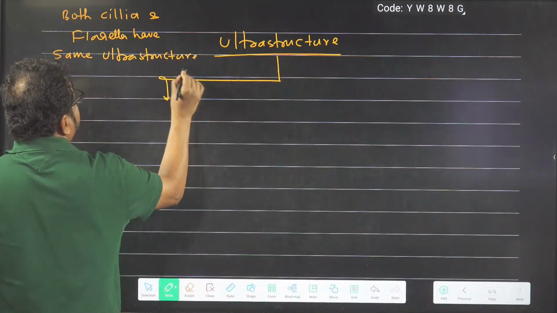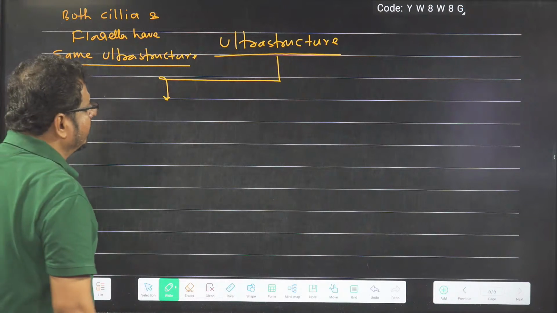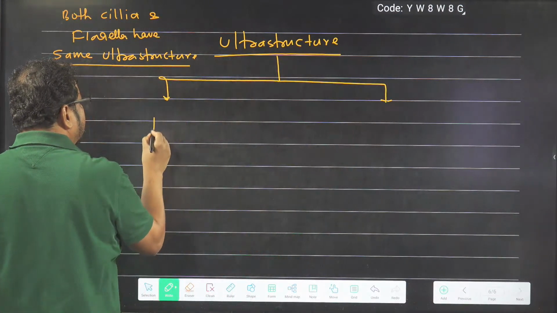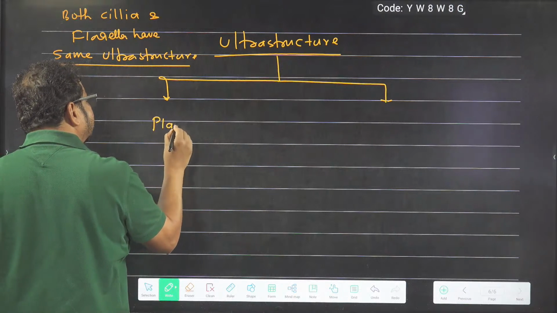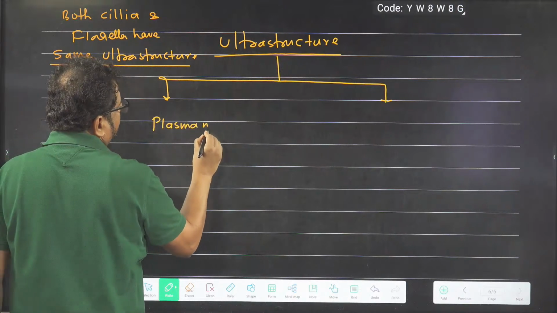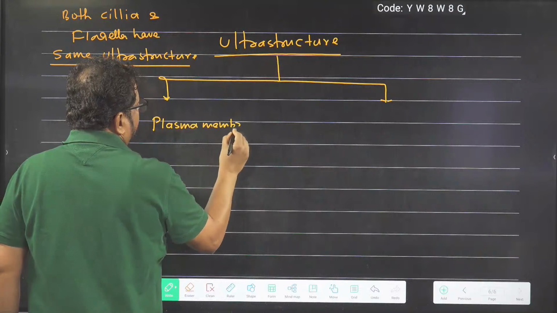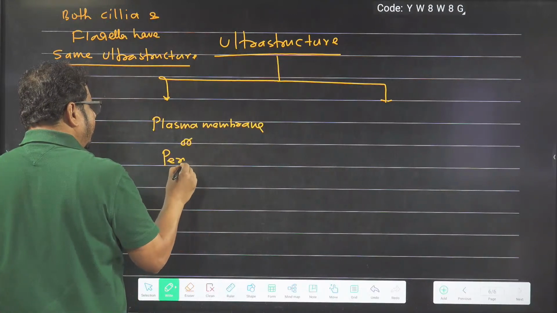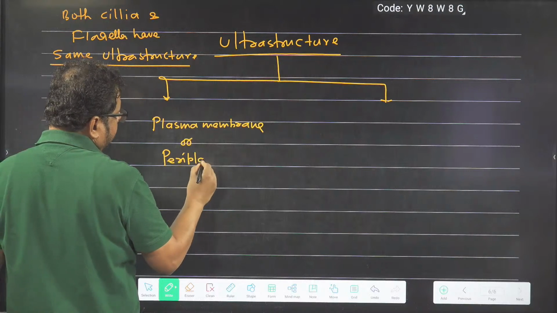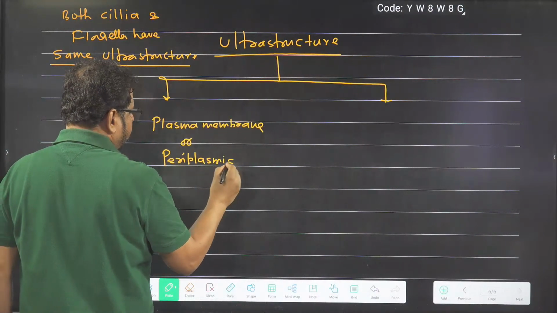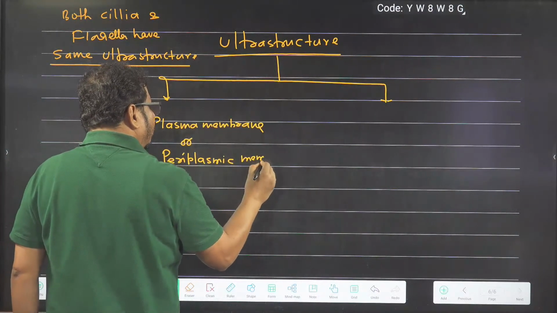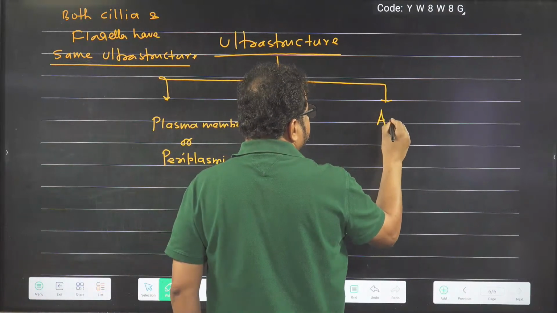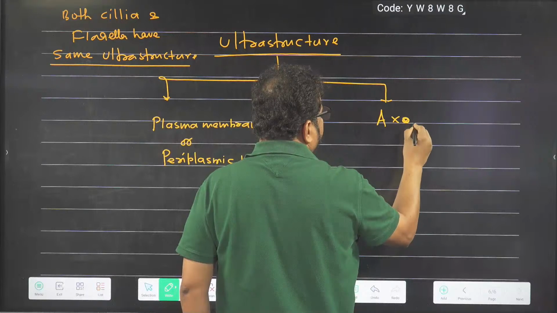And what is present in this ultrastructure? The detailed microscopical structure. Two components are there. The outer one, a membranous structure, is the plasma membrane. Here it is also called the periplasmic membrane. So one component is the plasma membrane. Another component present in cilia and flagella is called the axoneme.